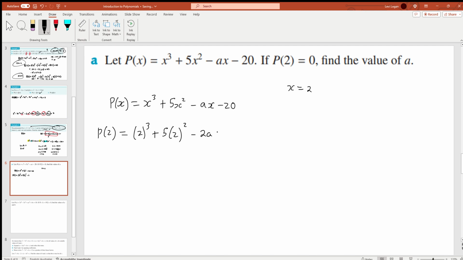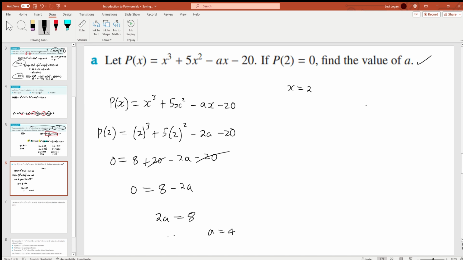Minus 2 times a minus 20. So that's 0. So we get 8. This is going to be 2 squared is 4 times by 5 is 20, so plus 20 minus 2a minus 20. We can see straight away those two cancel out, so we get 0 equals 8 minus 2a, so therefore we get 2a equals 8. Therefore, we get a is equal to 4 if you divide both sides by 2. So that's how we found a.